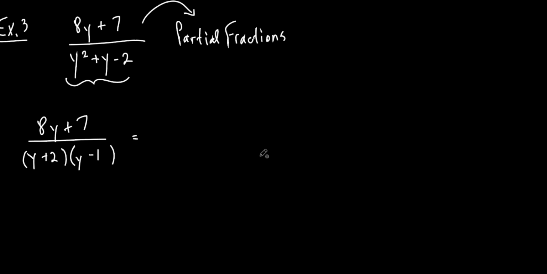Now we have to make it look like this plus this. What are my denominators going to be? Y plus 2 and y minus 1. What's my numerator right now? I don't know what my numerator is going to be. I've got to do some work to get there. So what am I going to make it right now? Just make it A and B. All right, so those are just temporary until I can figure out what's supposed to go there.